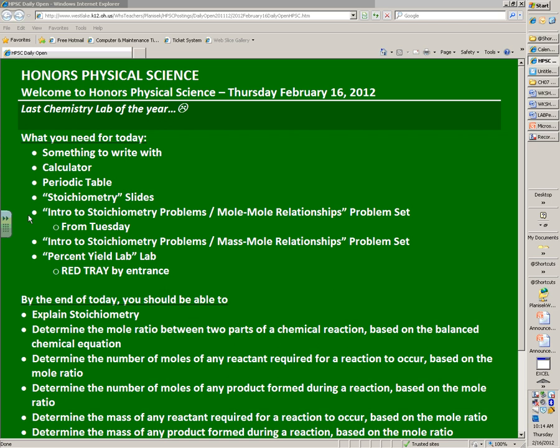All right. To get started for this part of class, you will need something to write with, your calculator, your periodic table, and the 3 stoichiometry sheets. So the one set of slides, and then the 2 problem sets. One says mole-mole relationships, one says mass-mole relationships. So let's make sure we got those things, and we'll start.